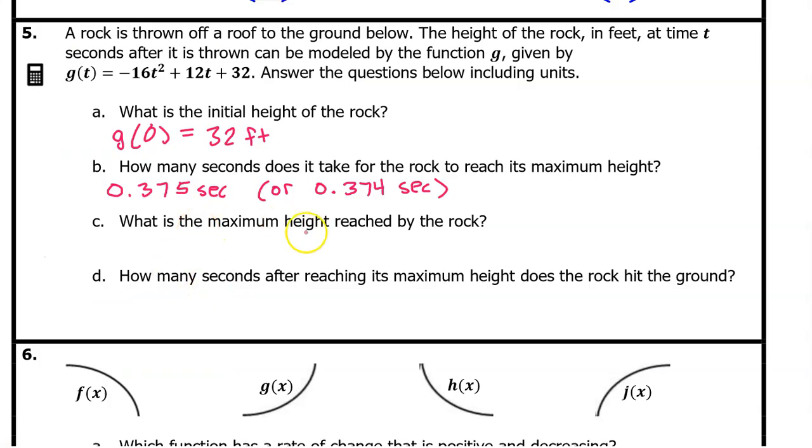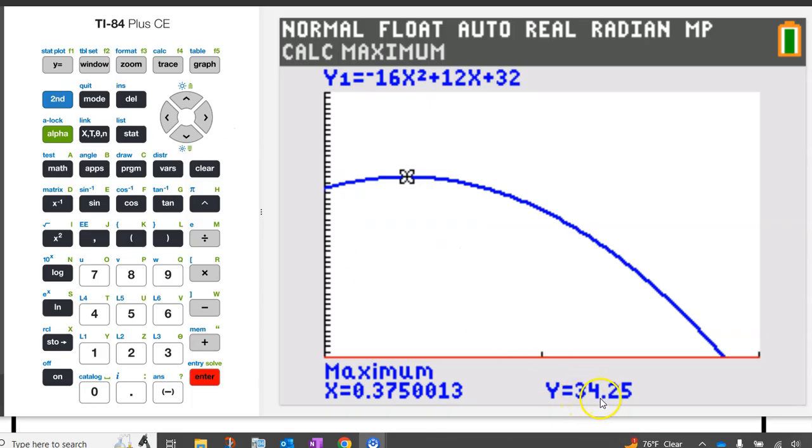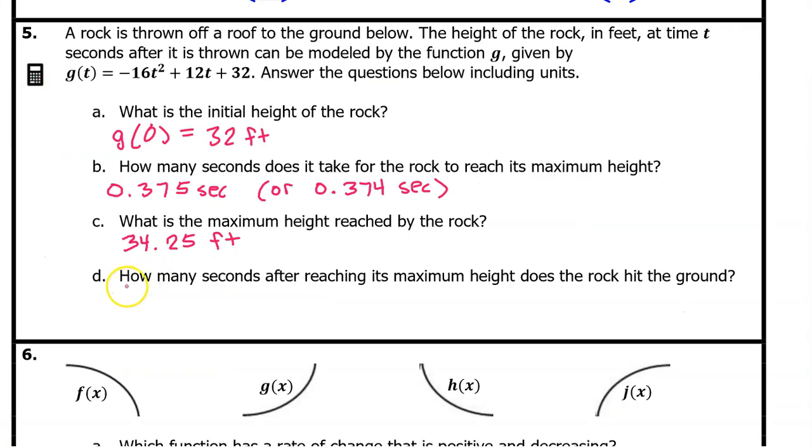Part C, what is the maximum height reached by the rock? Let's peek at that graph again. The maximum height was 34.25 feet. Part D, how many seconds after reaching its maximum height does the rock hit the ground?